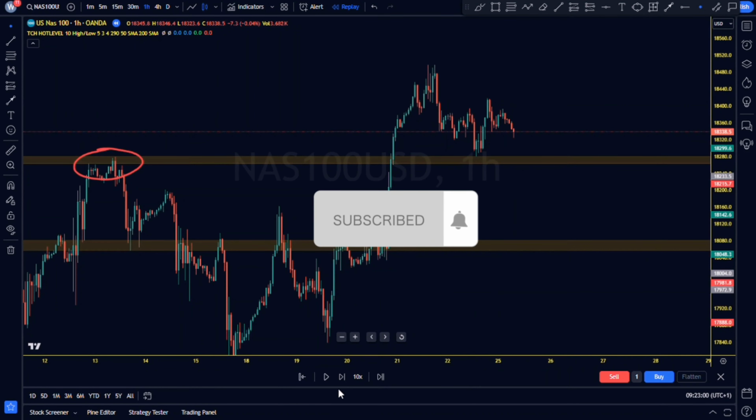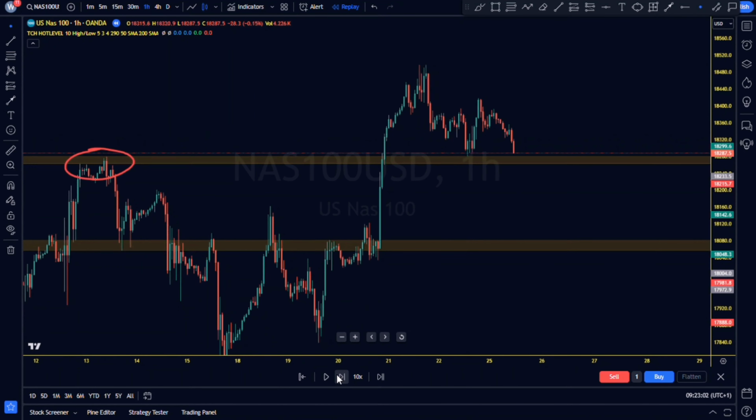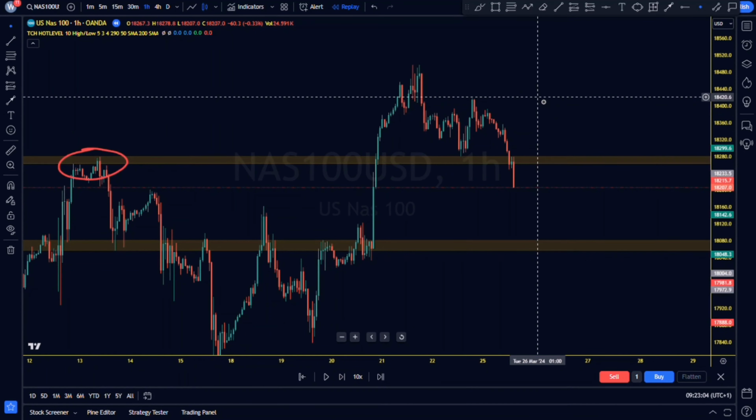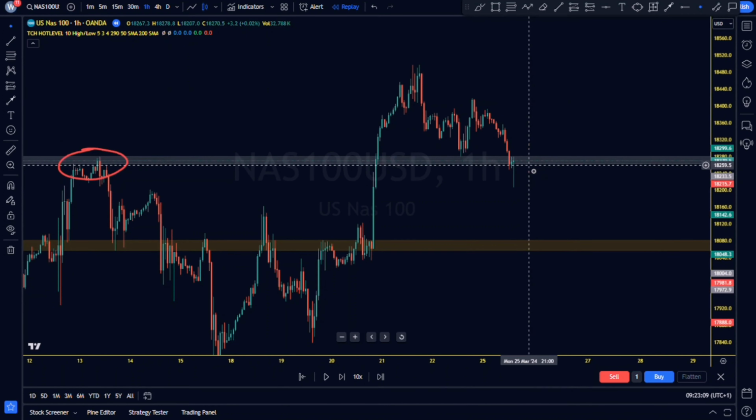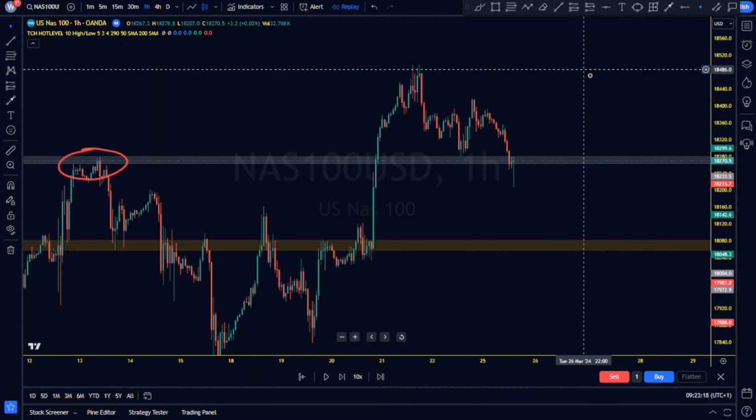Now you also need to remember that this indicator is not going to be traded alone. So don't expect that you just get to this level and then you buy. That is where the strategy comes in. You need an entry strategy.